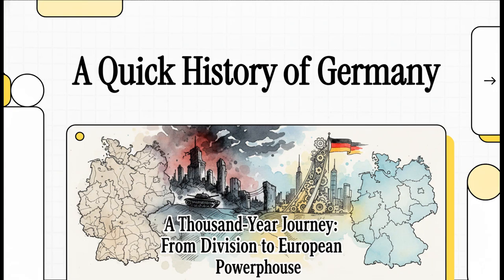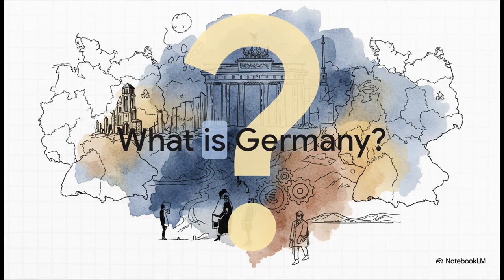All right, we are about to tackle 1,000 years of German history. It's a pretty wild story of how a tangled collection of tribes became, well, the most powerful nation in Europe. It's this epic tale of creation, total collapse, and then this incredible rebirth. Let's dive right in. So let's start with what seems like a simple question.